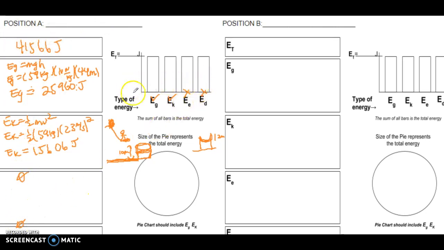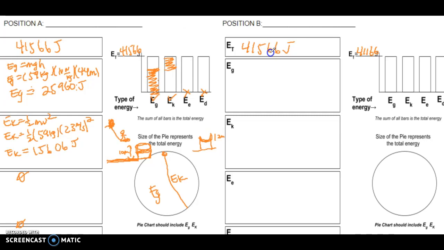All right, so it looks like about 60-something percent EG, a little less EK. A little more than half EG, a little less than half EK, 41,566. All right.